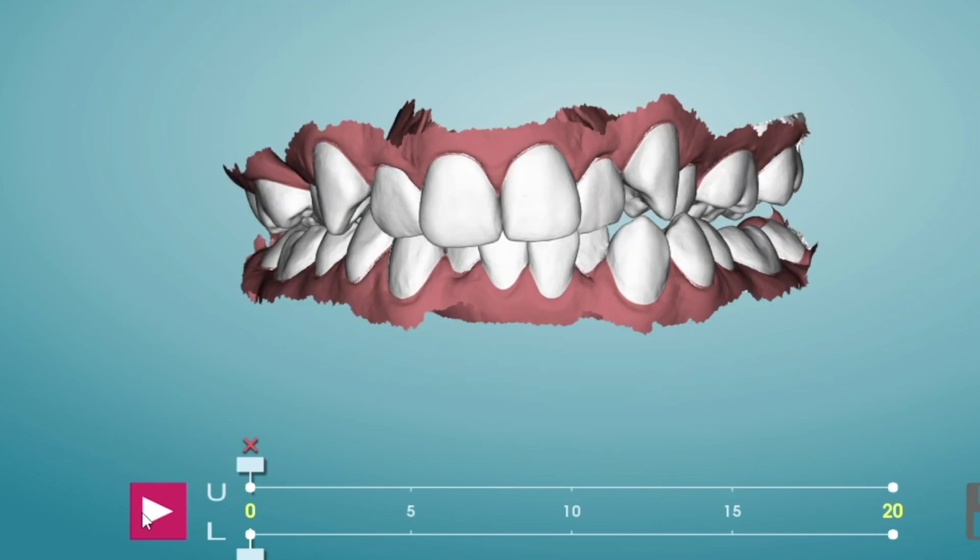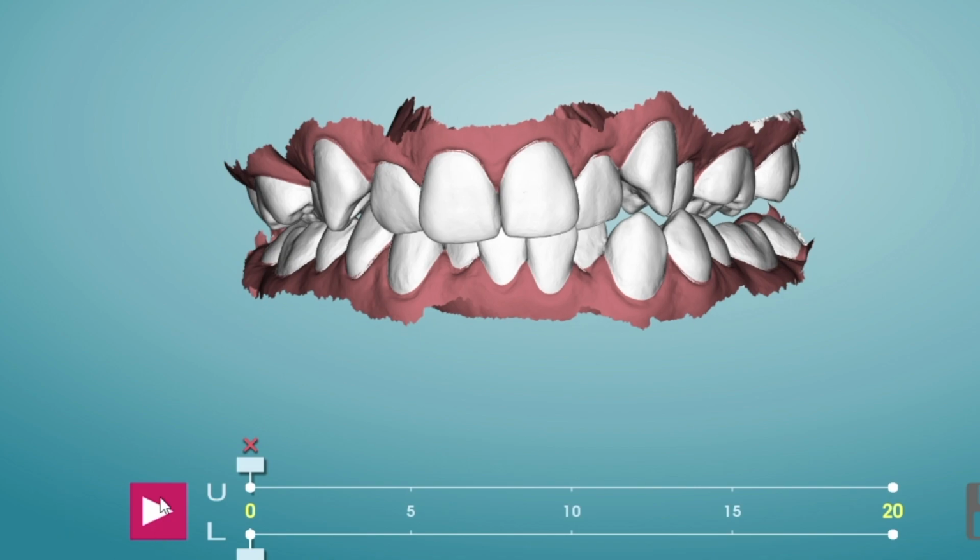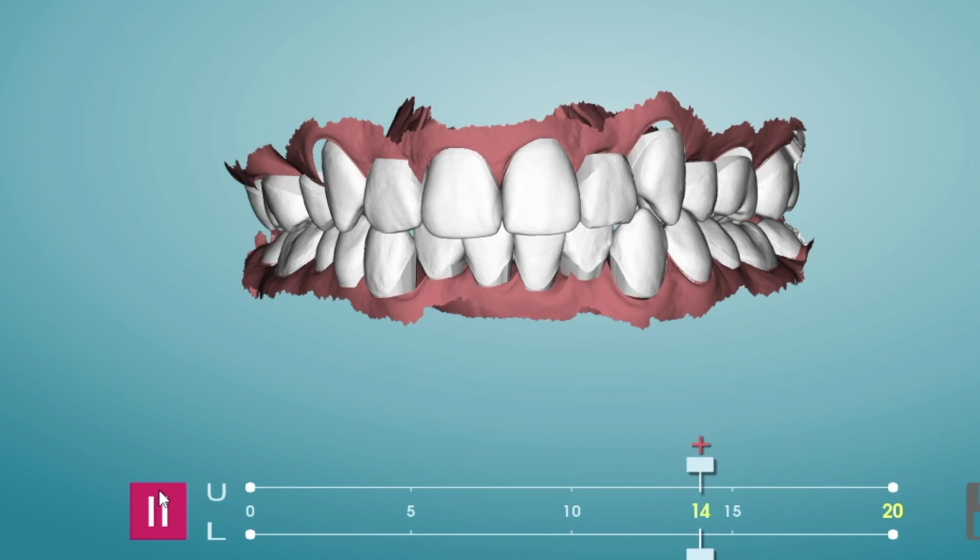I can also move each of the teeth individually and put them in the position where they're supposed to go. This allows me to see how the teeth are going to move, and the computer will play this in a video. So as we watch this video, you will see how they end up if we put them in the right place.